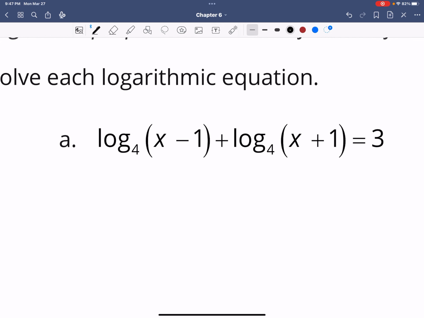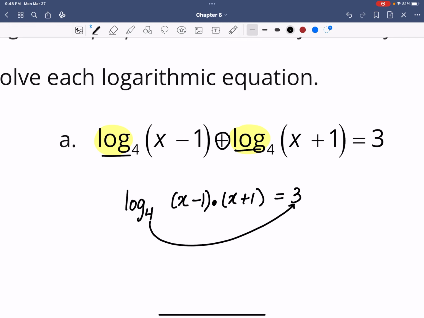Now here you will see that I have 2 logs, and that's not what I want. I should always have a single log. But can I combine these two? Of course I can, because addition becomes multiplication. Double logs now become a single log, and the addition becomes multiplication. And now, I have a single log. I draw the arrow from the base to the other side.